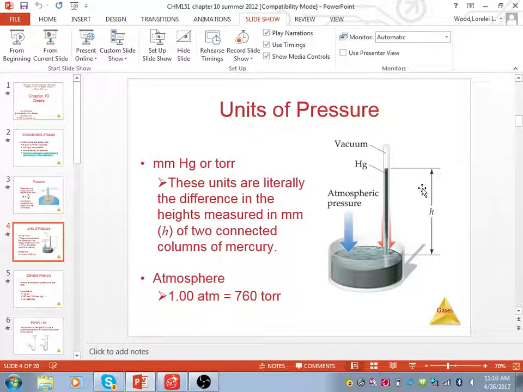All right, I think we're done for today, pretty much for units of pressure. And we'll continue on.